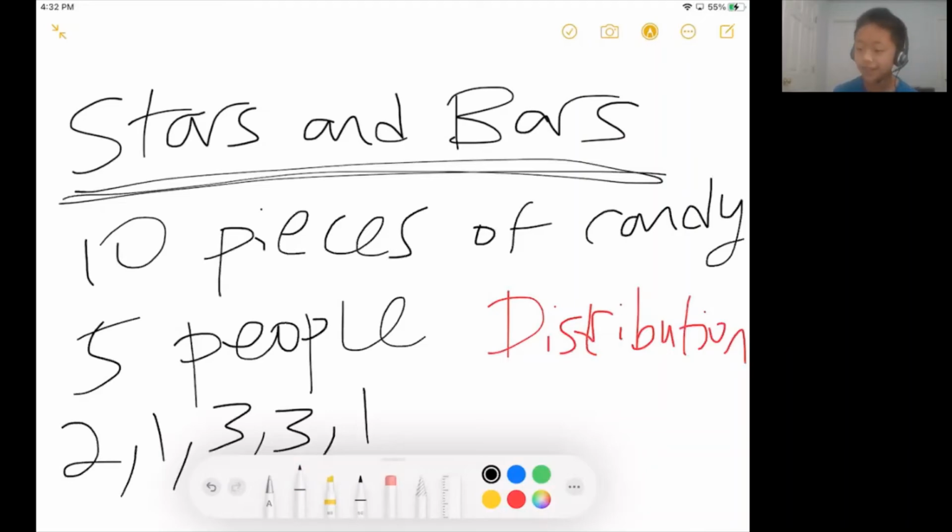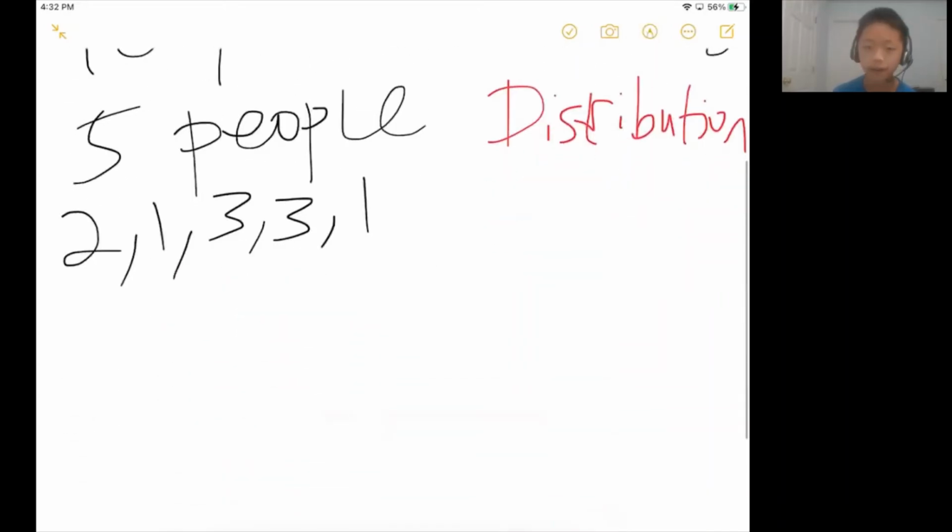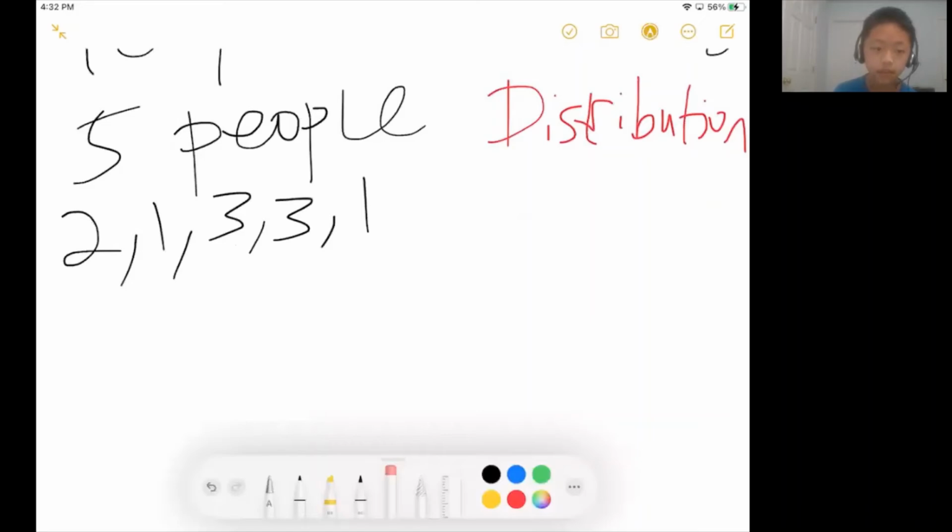So first, before we talk about the technique on how we might solve these kinds of problems, it's important to know that this technique, stars and bars, only works for distinguishable groups, but indistinguishable objects. So what that means is, we have just a few important vocabulary terms.